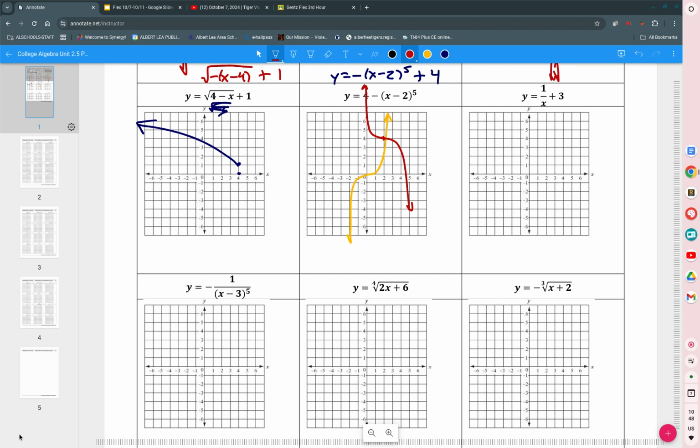Try the next one on your own. We're going to do about 5 more problems together, and then you're going to have the rest of the time to work.